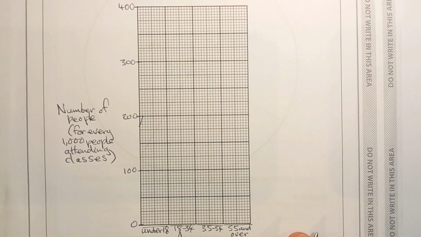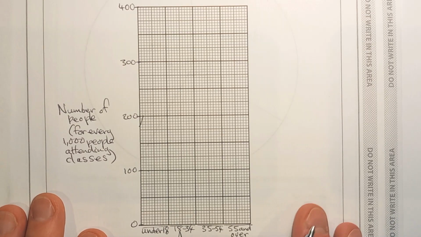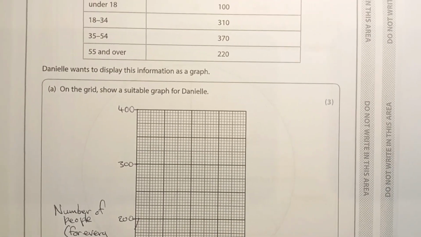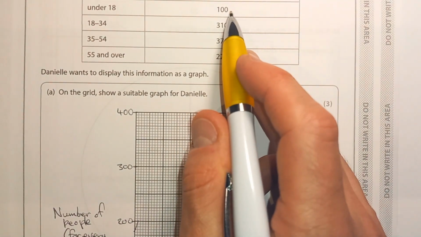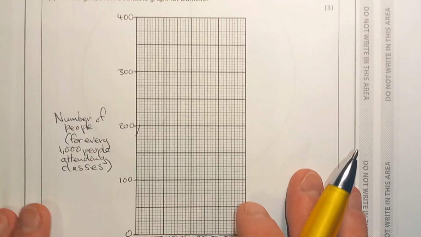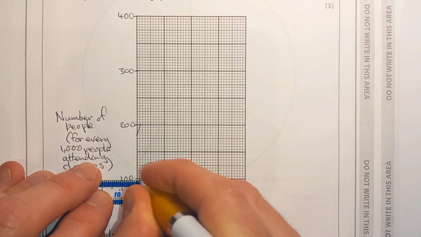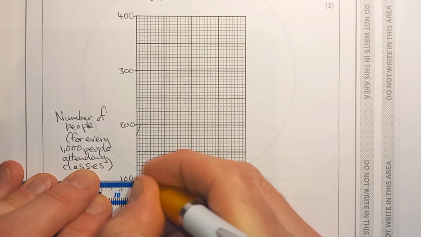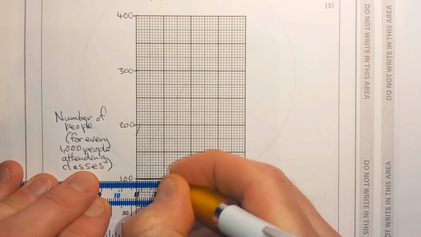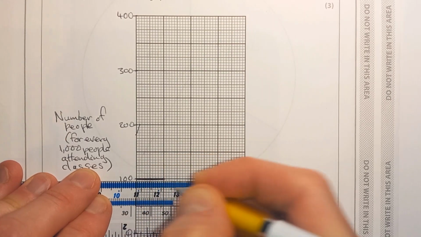Okay, so now we've got to start marking them on here. Well, the first one is fairly straightforward. We've got 100 people, so we can just do a line on 100. I'll try and make it a bit darker so we can see it there.